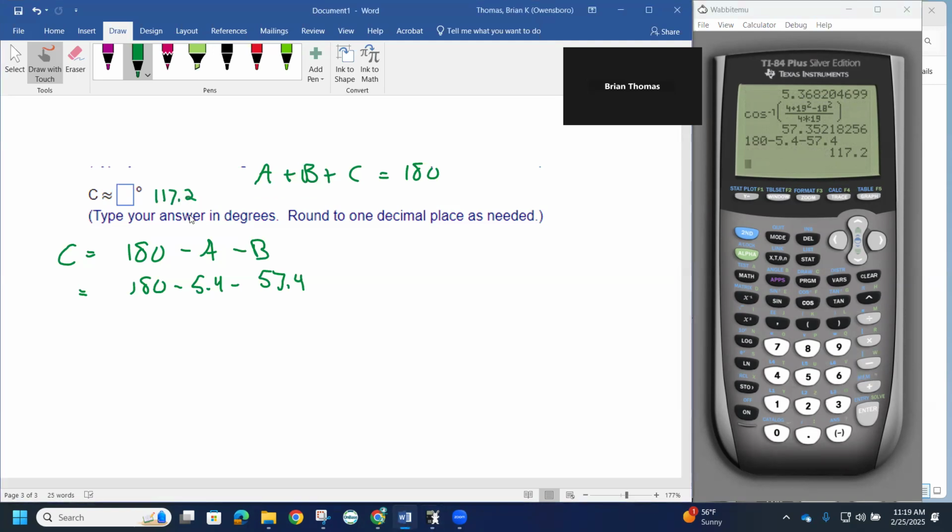So notice how there is a little bit of rounding that they allow us to get away with this time. So it's kind of nice.